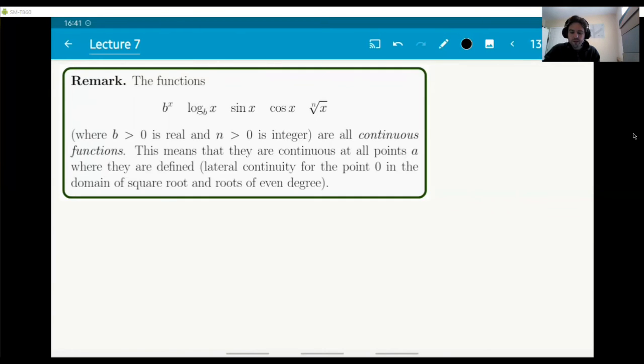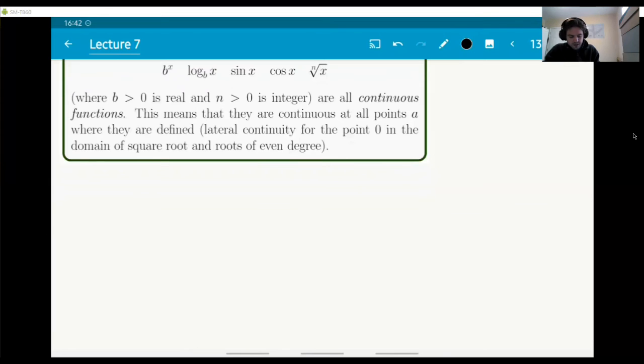And what does that mean, by the way? What does it mean to say a function is continuous? It means continuous at all points where they are defined. That's exactly what I'm saying here. They are continuous at all points a where they are defined, or you might have to use lateral continuity in case they stop being defined somewhere, which is the case of this root function for an even n.